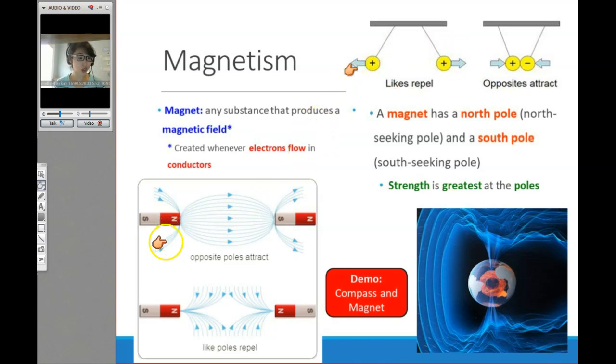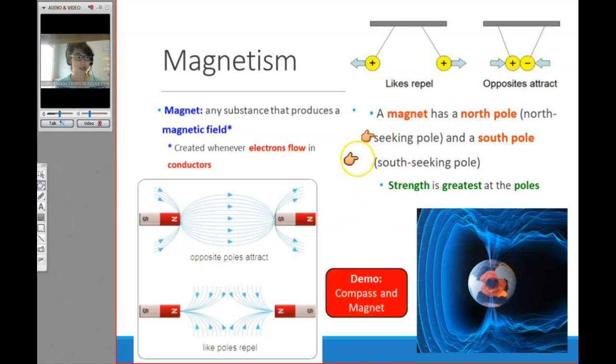The same thing is true with magnets, because again, magnets are just the other side of the coin to electricity. So with magnets, if you have north and north pole, they're going to repel, or if you have a south and south pole, they're going to repel. The only time they attract is if it's opposites. So for electricity, if it's a positive and negative charge, for magnets, if it's a north and south pole.